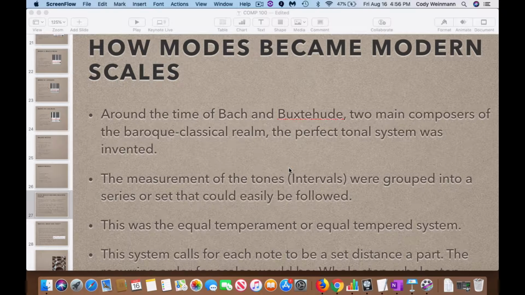There was this urge to make an easy pattern that doesn't change, that's perfectly symmetrical, that could make the harmony and the melody of composition revolutionized. So what they called this was the equal temperament or equal tempered system.